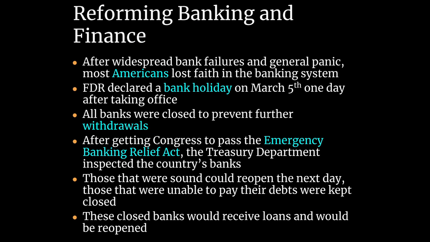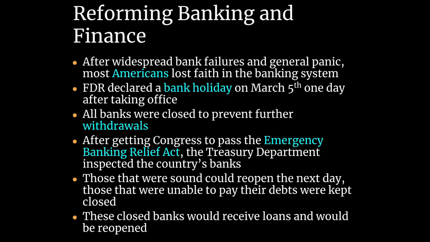So the first thing we're looking at is he's going to reform the banking and financing. As I mentioned already, a huge number of banks have failed, and there's an incredible panic. People have lost everything. They go to the banks and they can't get their money back. So when FDR comes into office and is sworn in, he declares a bank holiday on March 5th, one day after taking office. He says all banks are going to be closed. And the very first thing they're going to pass right away is called the Emergency Banking Relief Act.